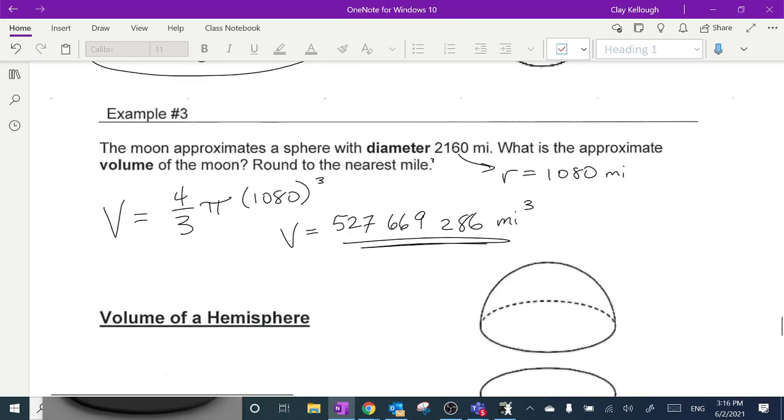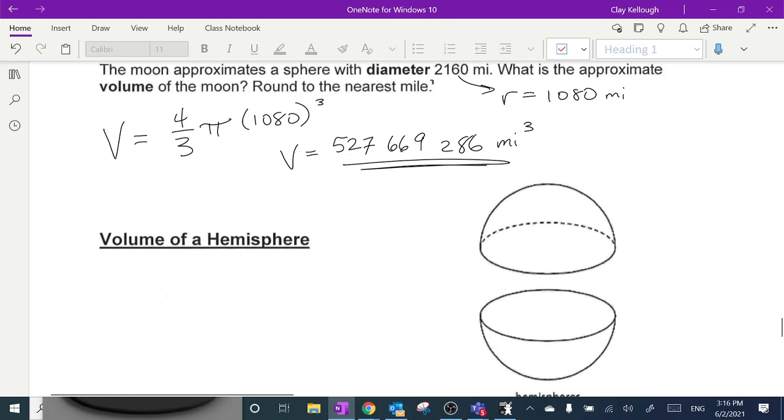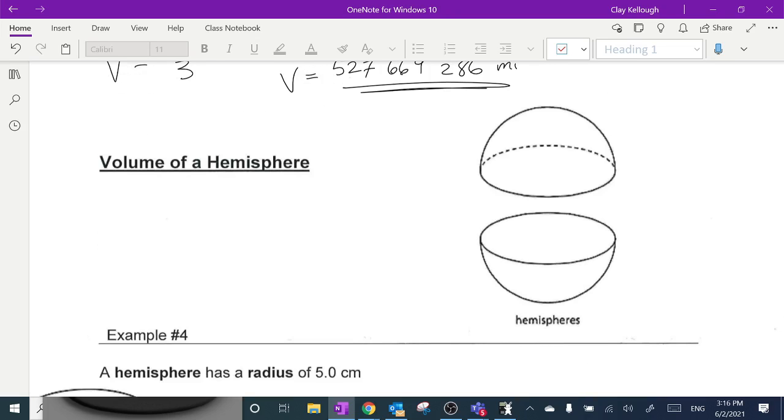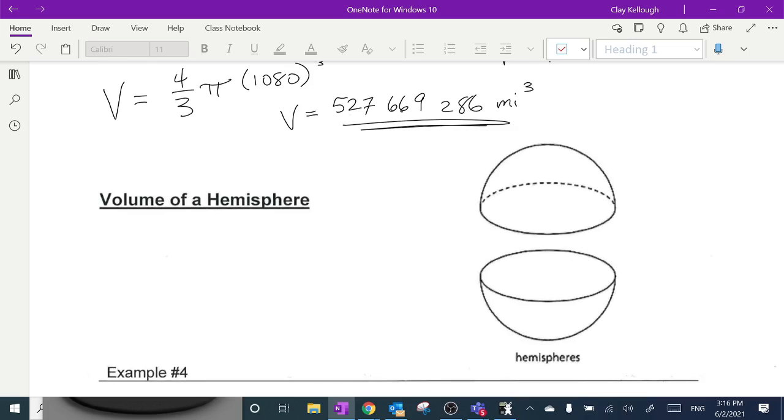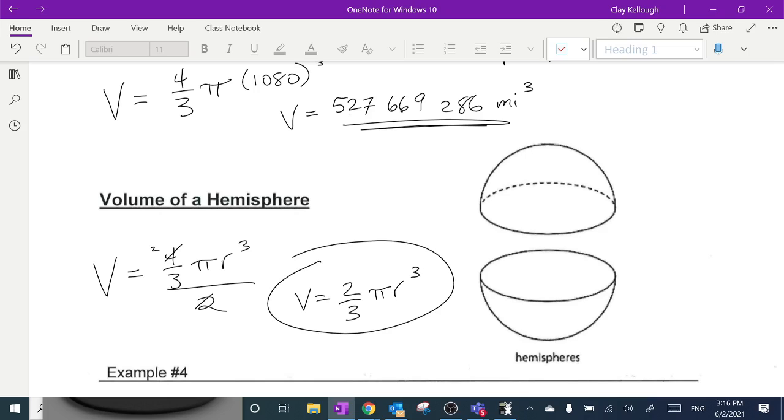All right. Volume of a hemisphere, of course, would be just half of this. Volume is 4/3 pi r cubed, but I'm dividing it by 2. And keep in mind, 4/3 divided by 2, I can just take this 4 and this 2 and do a nice little cancel. So there's my formula. It's 2/3 of pi r cubed. So that's the formula I would use for the volume of a hemisphere.